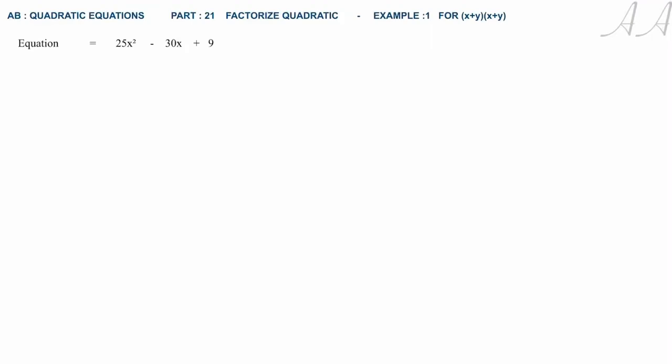Welcome guys, today we're going to do part 21, example 1. Here's our equation, and let's get to solving.